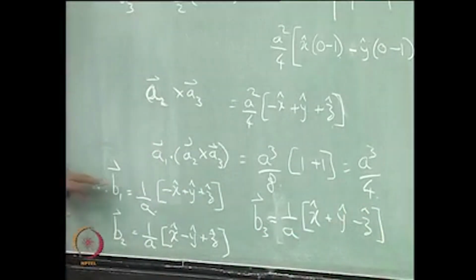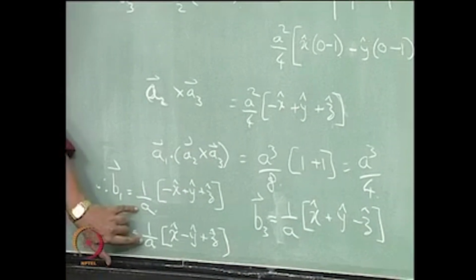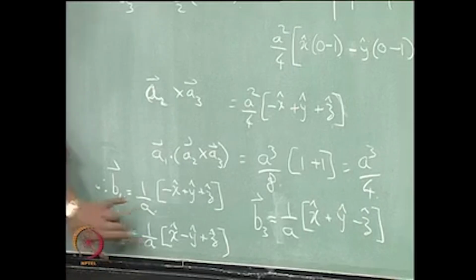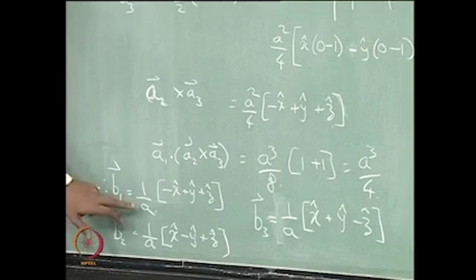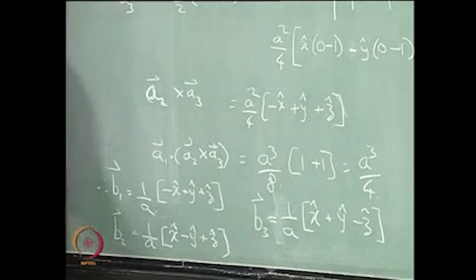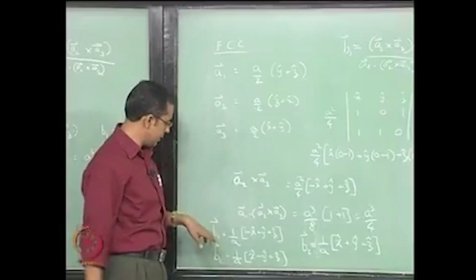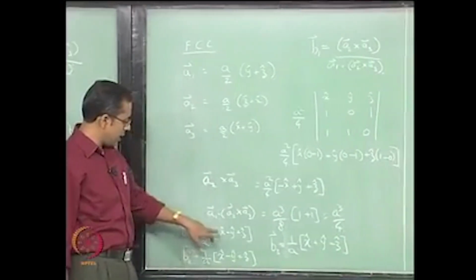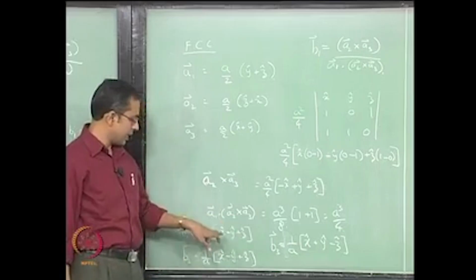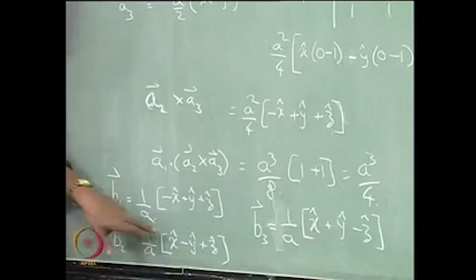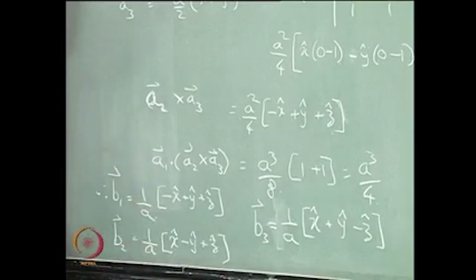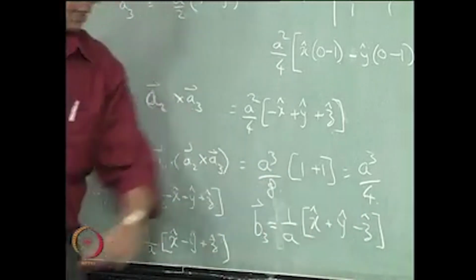So we once again find that the dimension is 1 by a, so that part is still the same. In terms of magnitude we have gone from a scale of length to 1 by length, so that is consistent with our feel for what reciprocal space is. So 1 by a, and these are the vector directions: minus x plus y plus z, x minus y plus z, and x plus y minus z.